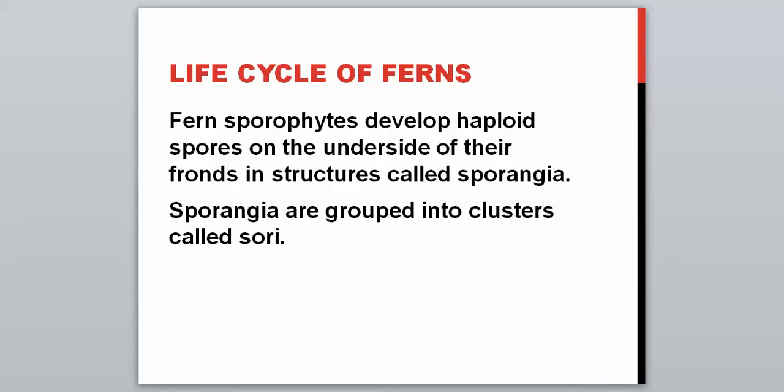Fern sporophytes develop haploid spores on the underside of their fronds in structures called sporangia. Sporangia, we've heard that before with the fungi, and those are just going to produce spores. Sporangia are grouped into clusters called sori. So a bunch of sporangia are going to make up a sorus, and sporangia produce spores.